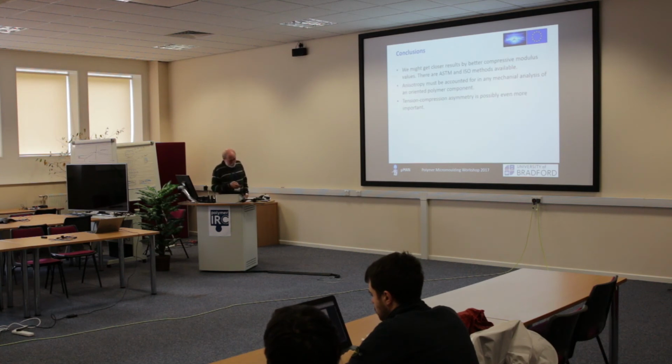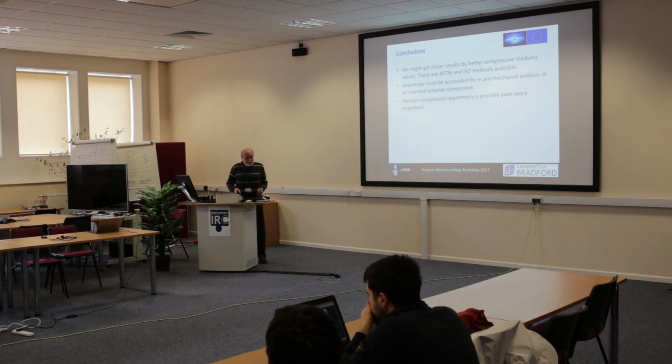Okay, so we might improve this by getting a better compressive modulus, because the bend test probably needs a bit of support from more conventional testing. There are ASTM and ISO methods for making compression tests which we can explore, and generally conclude that anisotropy has to be accounted for. And possibly even more important, tension-compression asymmetry is something to look at. That's just an example of the duplication of the anisotropy in the mechanical behaviour of oriented polymers. So, any questions?